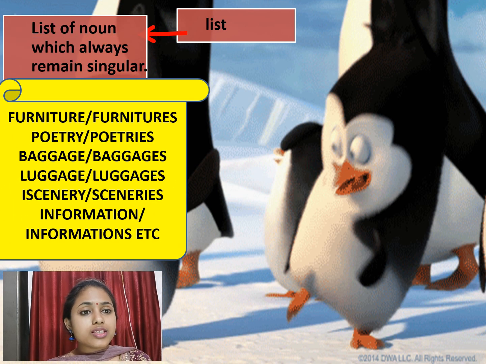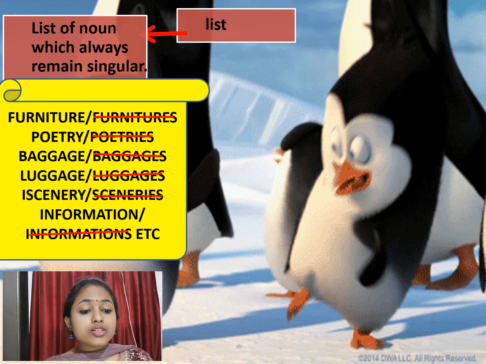Let's see which are these nouns which always remain singular. First one is furniture. We never write furnitures. If there is one furniture or more than one furniture, we will always say furniture, not furnitures. Poetry, whatever the number may be, it will always be poetry, not poetries. Baggage, no baggages. Luggage, no luggages. Scenery, no sceneries. Information will always be information, not informations.